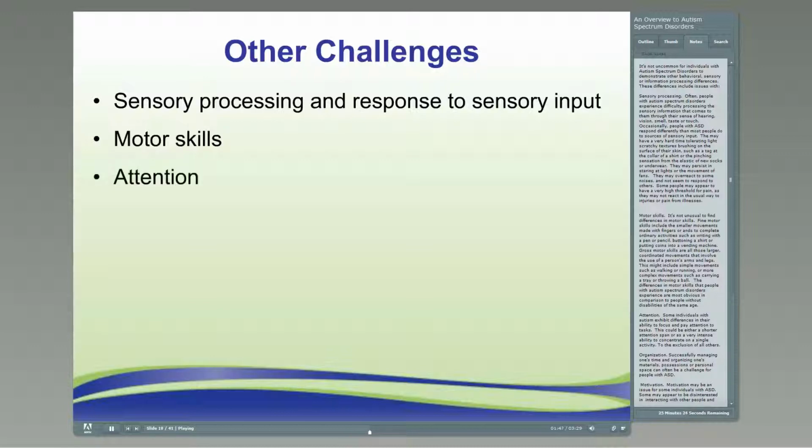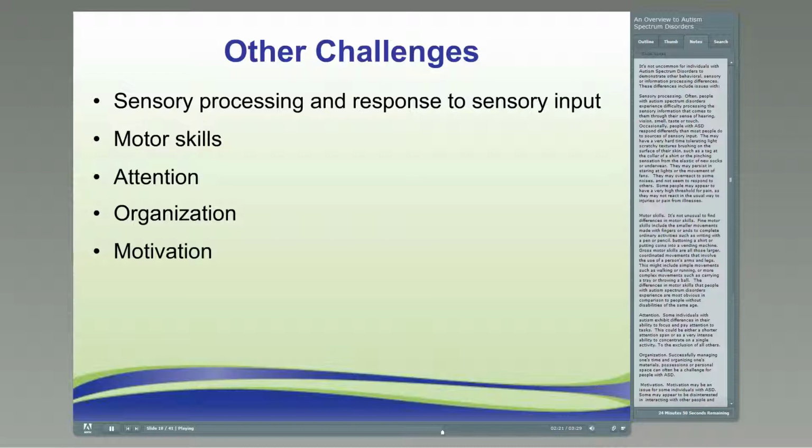Attention. Some individuals with autism spectrum disorders exhibit differences in their ability to focus and to pay attention to tasks. This could be either a short attention span or a very intense ability to concentrate on a single activity to the exclusion of all others. Organization. Successfully managing one's time and organizing one's materials, possessions, or personal space can often be a challenge for people with autism spectrum disorders.